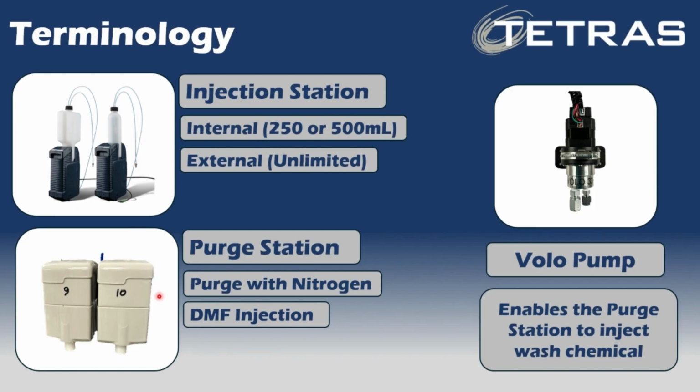We'll also be incorporating these purge stations here. The main function is to purge a reactor vessel with nitrogen, but because of the Volo pumps that you can see here, they will also be able to inject a wash chemical into the reactor vessel itself. In this case, we'll be using DMF.